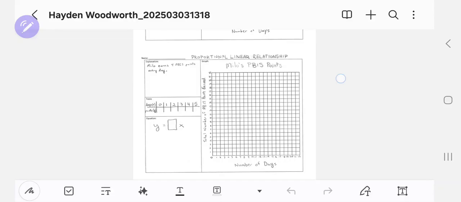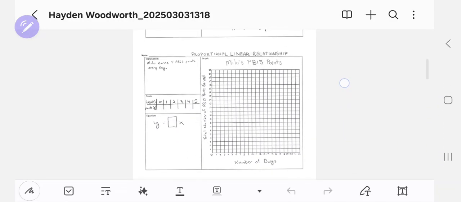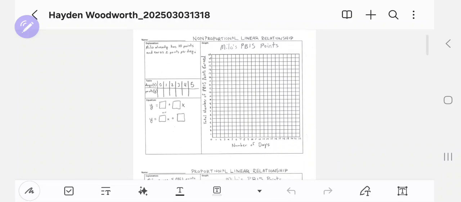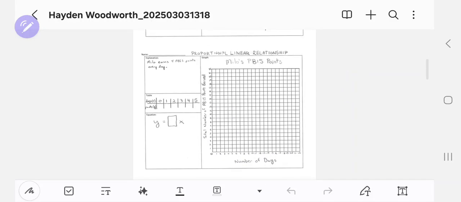Okay, here we go. Now, you should have been given two pink sheets, one that says proportional linear relationship and one that says non-proportional linear relationship. Notice they're both linear, and we'll be looking at some characteristics of those.